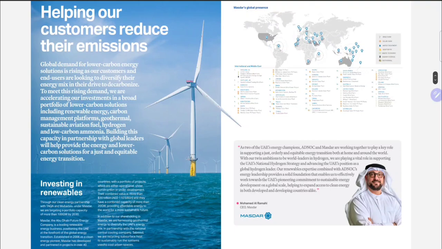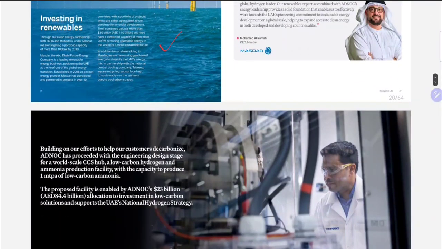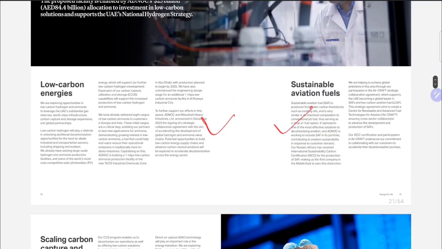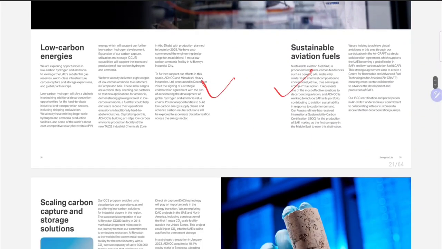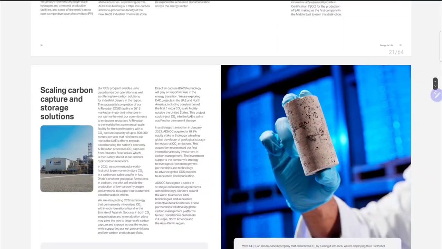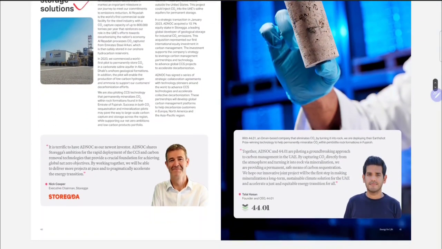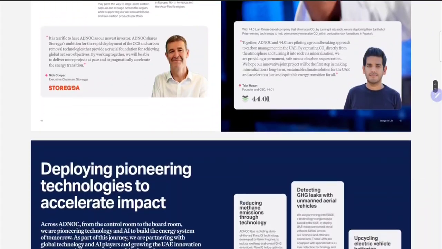Also how the company is supporting customers to reduce their emissions, so those details are also available here. You can see that. Investing in renewables, low carbon energy, sustainable aviation fuels. You can see how the customer is being supported by the company. Scaling carbon capture and storage solutions, you can see the details here.